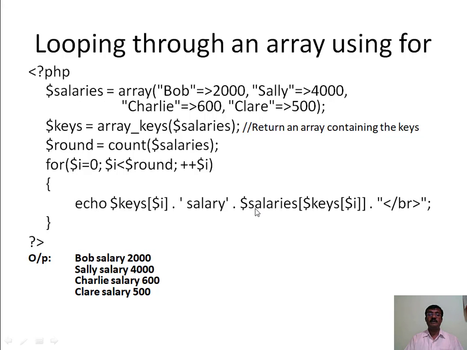And again here I am trying to print the first value of the salaries associative array. So key of i gives Bob, which is the key of the salaries array. Now salaries within a key, that is salaries of Bob, gives 2000. Like this we can iterate over all the elements of an array by using a for loop.